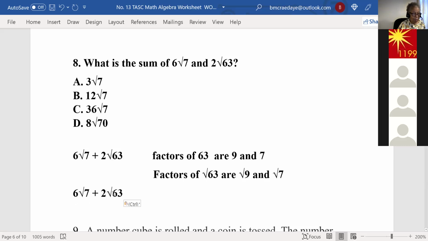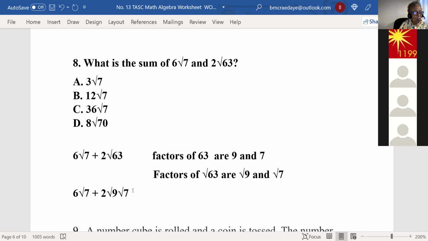So the square root of 63 would be the square root of 9 and the square root of 7. Now you can see your answer, right? The square root of 63 is the square root of 9 times the square root of 7. Remember, you can break your radicals into factors just like you can do your numbers.